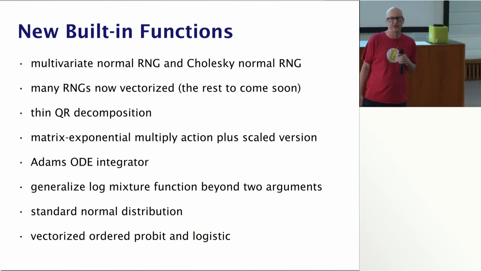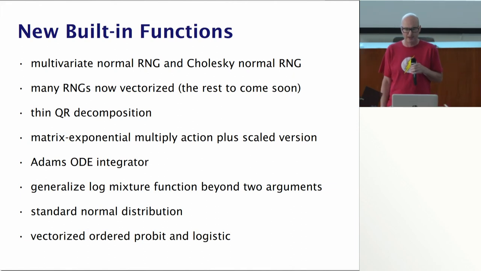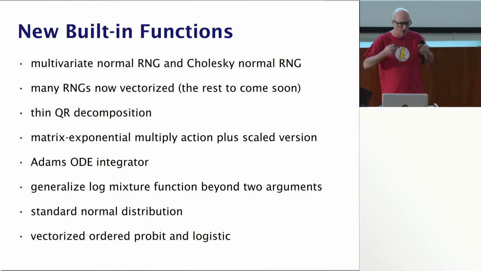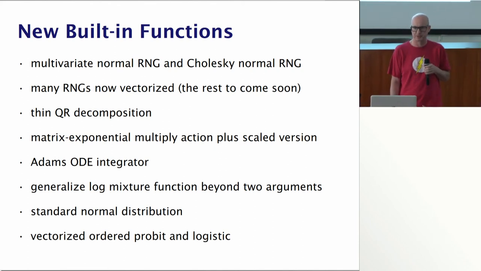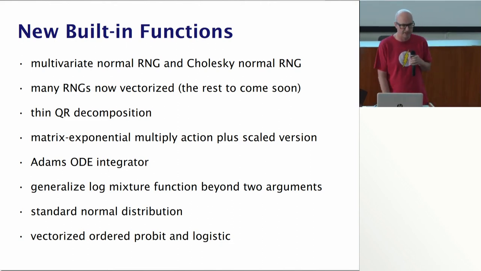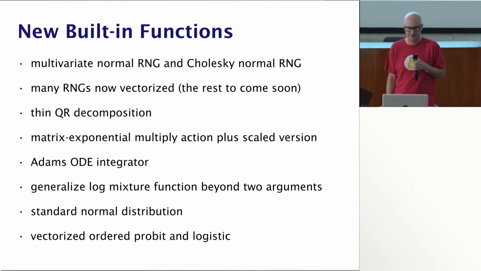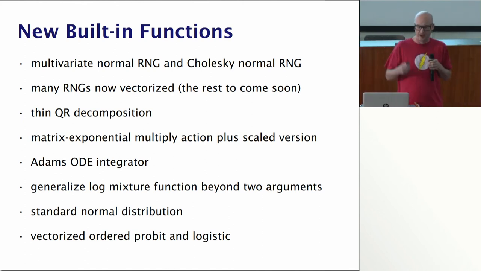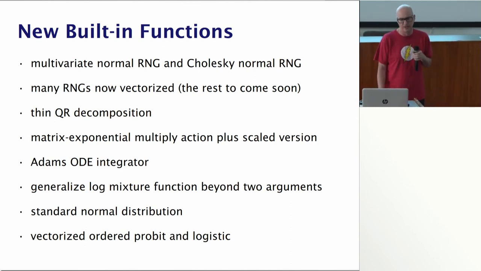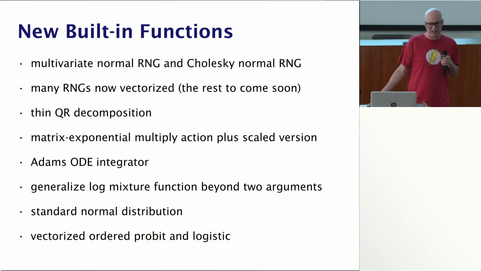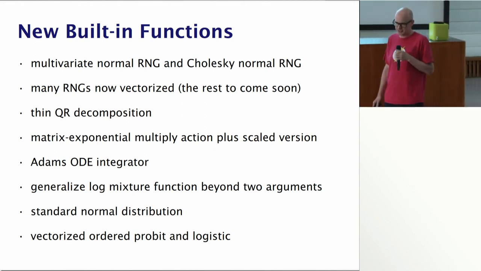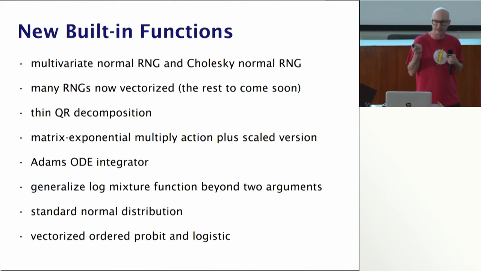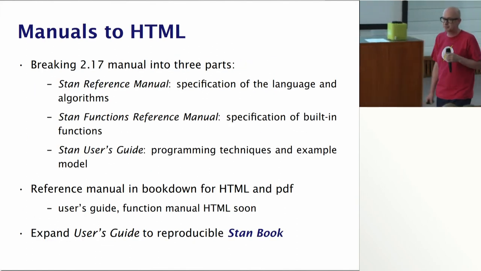We added a bunch of new built-in functions in 2.18. We now have a multivariate normal RNG and a Cholesky RNG. We're trying to get all the corners straightened up so people aren't surprised when functions don't exist when they expect them to. Many of our RNGs are now vectorized and the rest are going to be coming soon. We've got the thin QR decomposition. We've got the matrix exponential multiply action, which speeds up linear ODE solvers. The Adams ODE integrator is now going to be available. There's a generalized log mixture function beyond two arguments, a standard normal that's a little faster, and finally we got around to vectorizing the ordered logit. Somehow somebody snuck in the vectorized ordered probit that I didn't even notice till I was looking at the logs of what changed. So now you can do vectorized probit too.